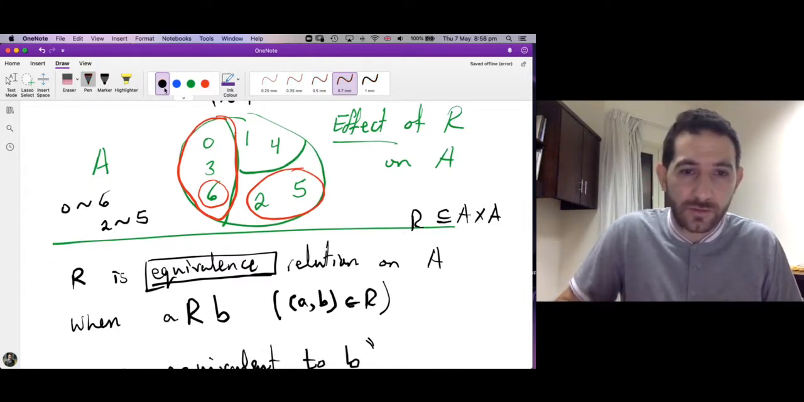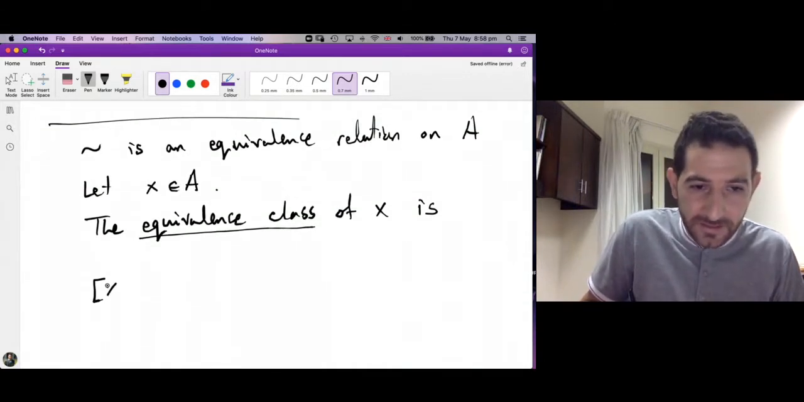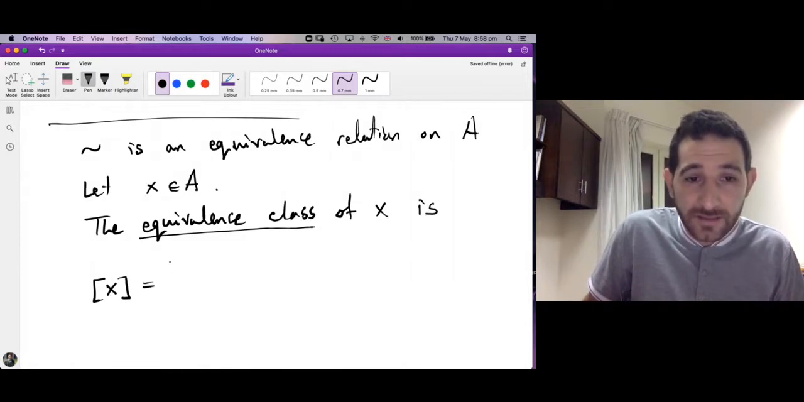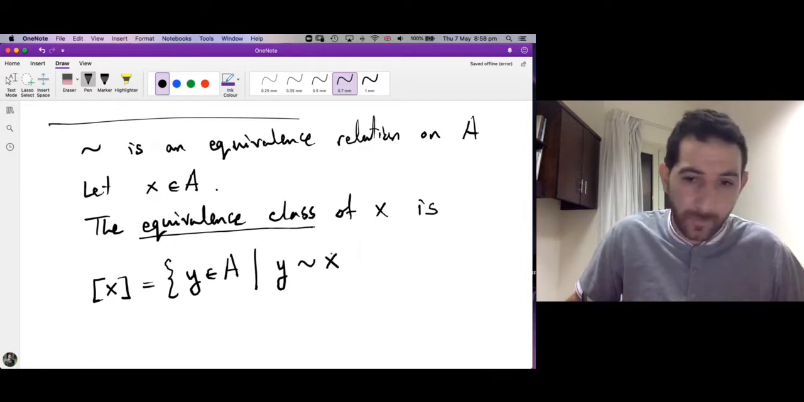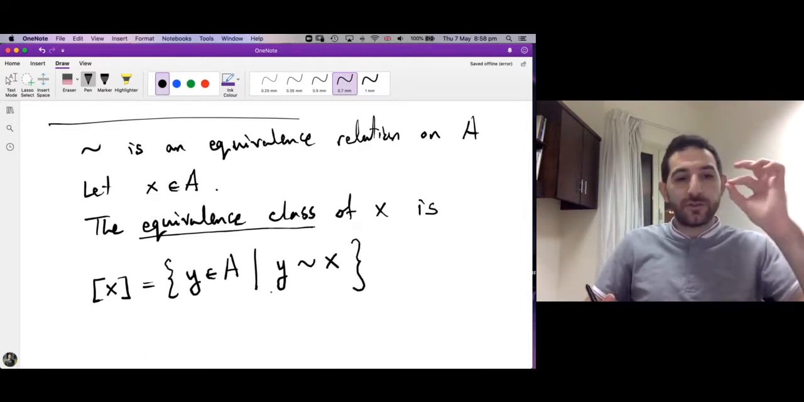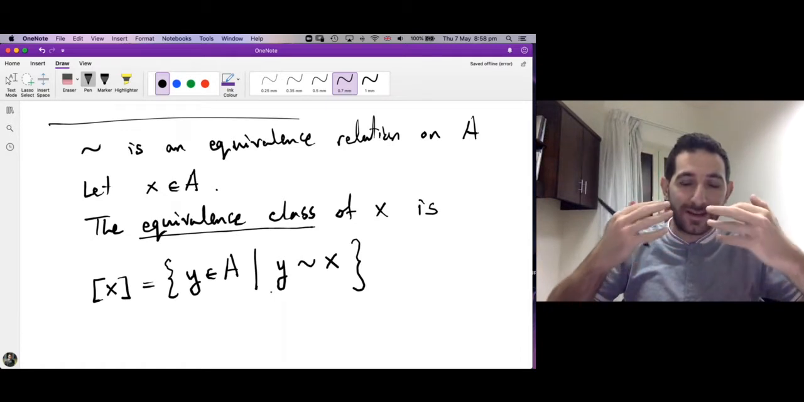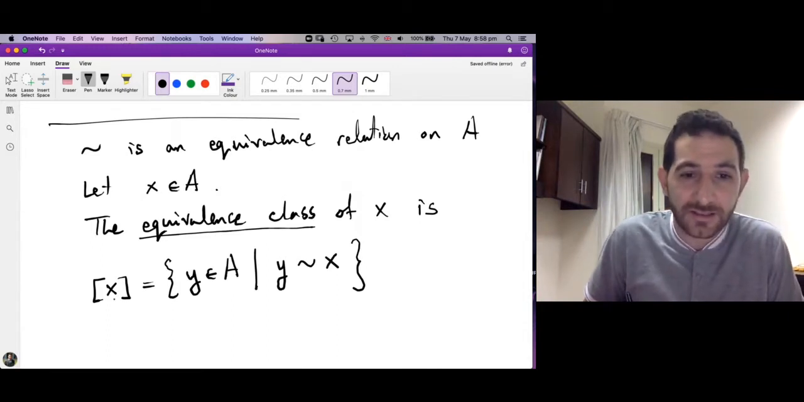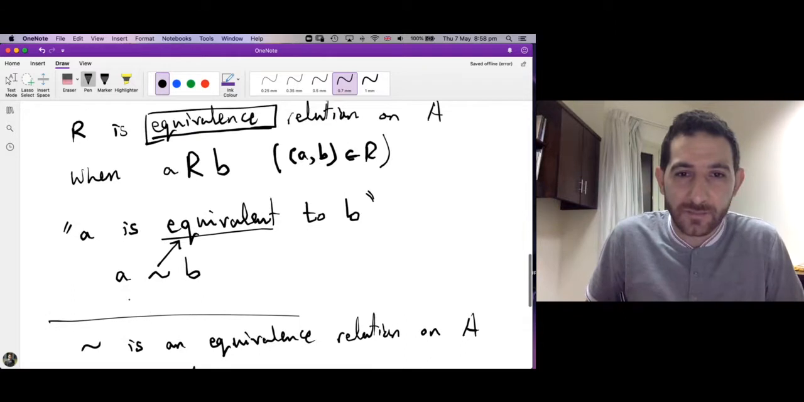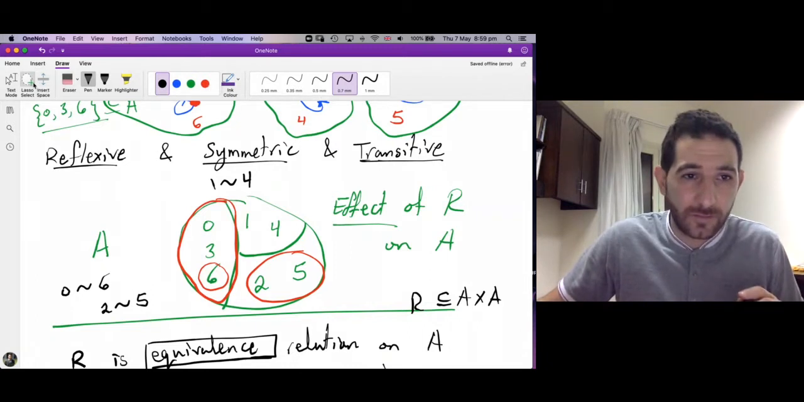So what should be the definition of an equivalence class? We denote it by square brackets x. This is the set of all elements y in A such that y is related to x, or is equivalent to x. So choose any element, and collect all the elements in the set which are equivalent to it, or related to it by the equivalence relation. This set will form the equivalence class of x. Okay, so in this example, we see that, maybe I can make more space.